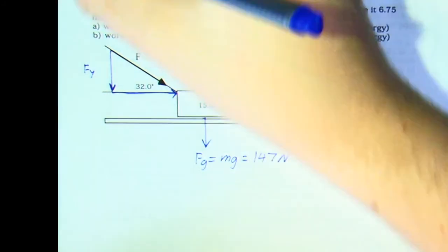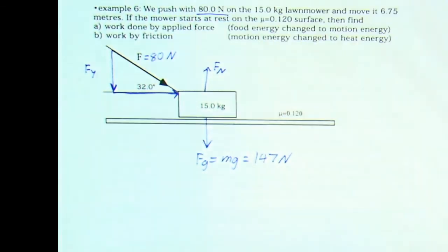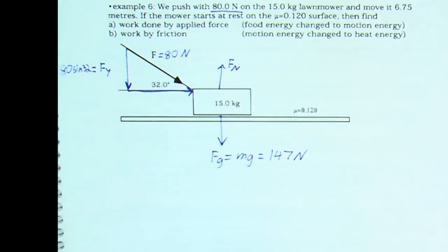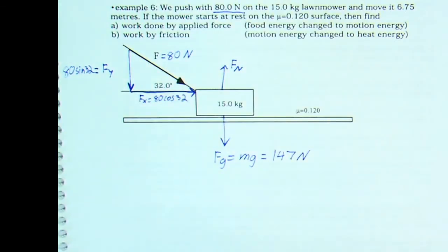So Fy, do we know what the applied force is? Yes, that's 80 newtons. We're told that in the question. So then this Fy here is going to be 80 sine 32. I'm just going to leave it like that, 80 sine 32. And then I'm going to have an Fx here. That's going to be 80 cos 32. And then there's one more force acting on our object.